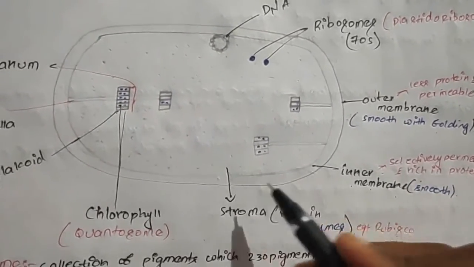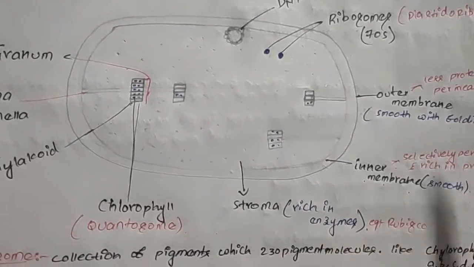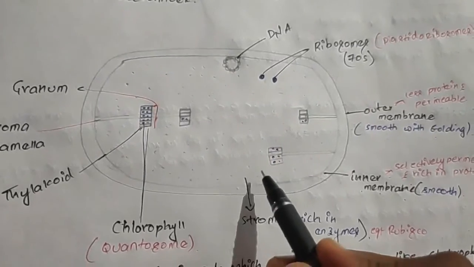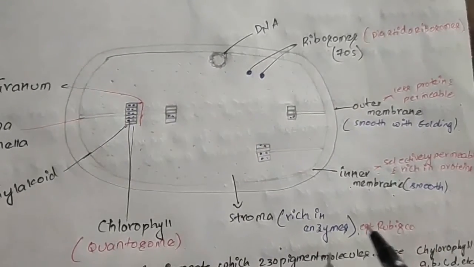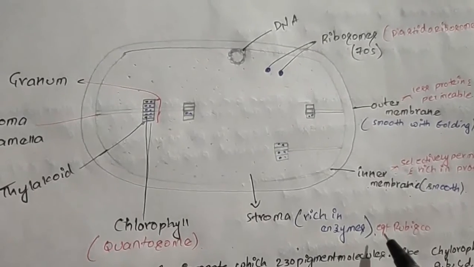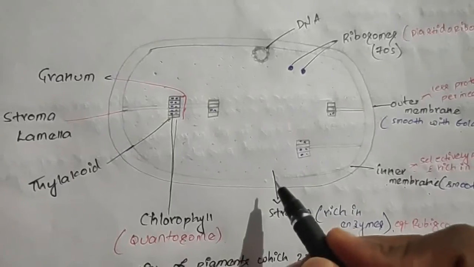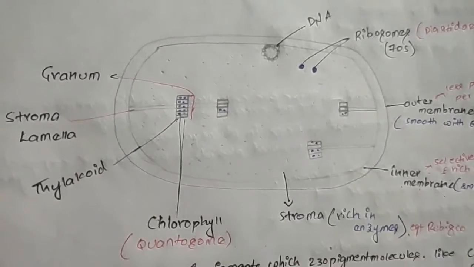And inner to this inner membrane is the stroma. This stroma is rich in the enzymes which are required for all dark reactions. And one example is ribulose bisphosphate carboxylase. It is the most abundant protein, which helps in fixing the carbon dioxide during the dark reaction.